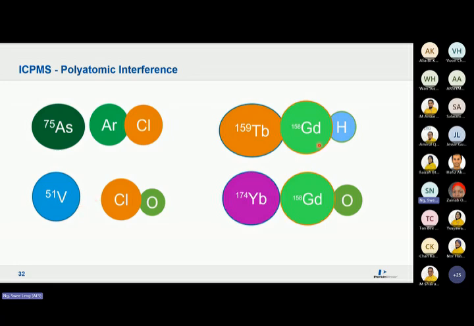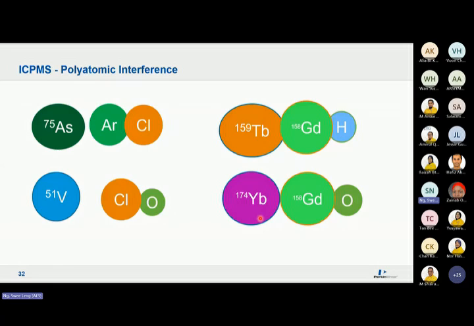So let's say you run rare earth. Rare earths will actually interfere with each other. GD is a rare earth also, but it's a lower rare earth. If GD combines with hydrogen, it will interfere with TB. GD combined with oxygen will become a problem for the heavy rare earth. So this is an example of the polyatomic. This is the second problem for ICP-MS. First problem, isobaric. Second problem is when they combine and become polyatomic, they become a problem to us.